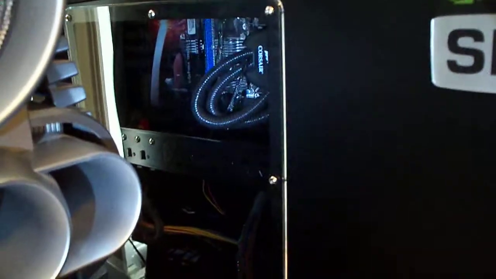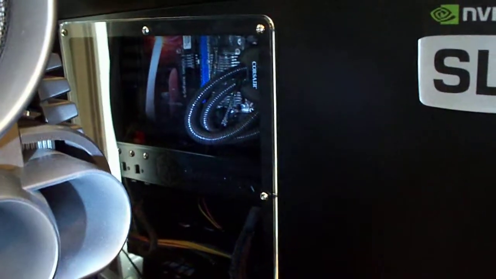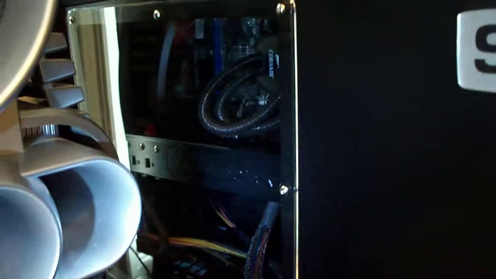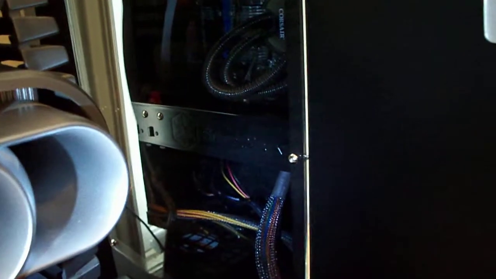I have it exhausting out the top of my case, because I only have one fan that's exhausting air. If I had it sucking air in, like I said, the air would have nowhere to go and all my stuff would overheat, and that would not be good.